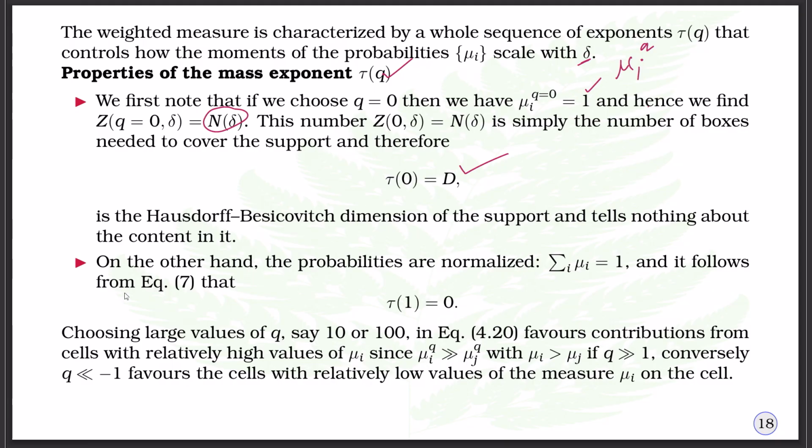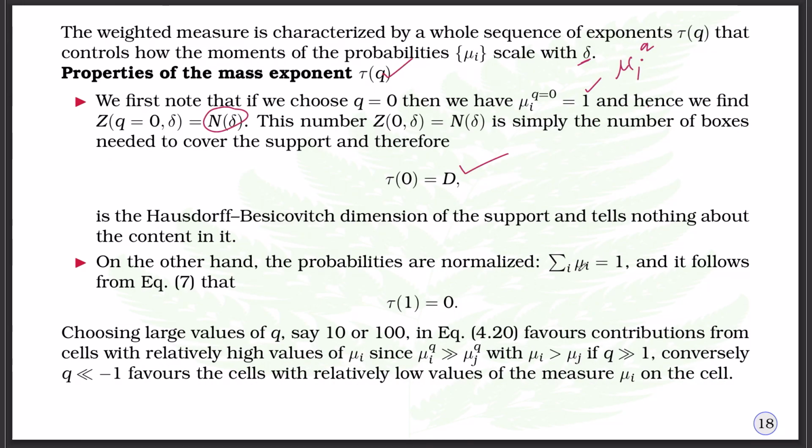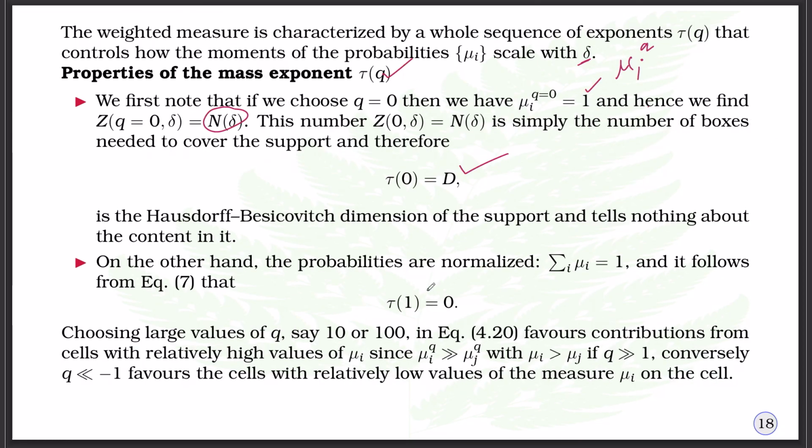On the other hand, the probabilities are normalized, that means the sum of mu_i equals 1, and it follows from equation 7, if you are taking q as 1, that tau(1) equals 0. If you put q equal to 1, we get tau as 0.